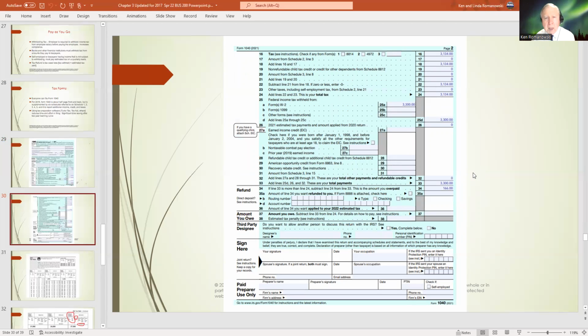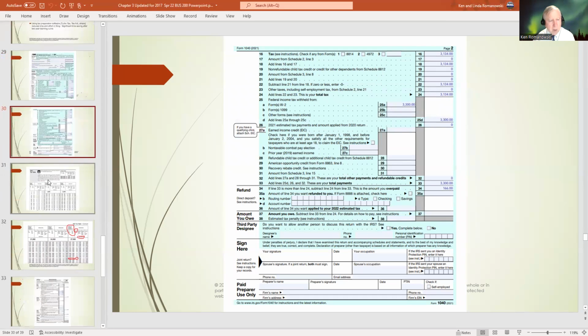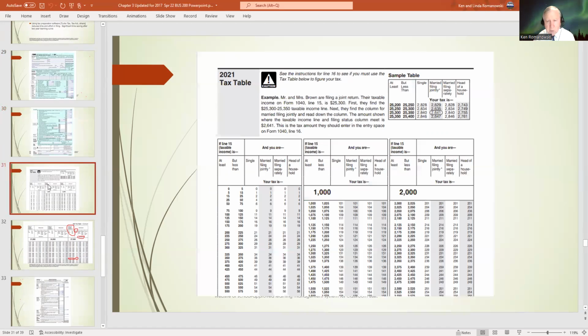Okay, so at the back of the booklet that you get from the IRS, there are tax charts, which I'm going to show you in a moment, as to how he calculated his taxes. So the tax that Joel Embiid owed was $3,134. All right, so where did he get that? So let me skip this page for now, and go to the next one, which is the tax table for 2021.